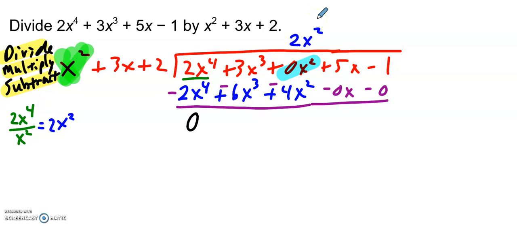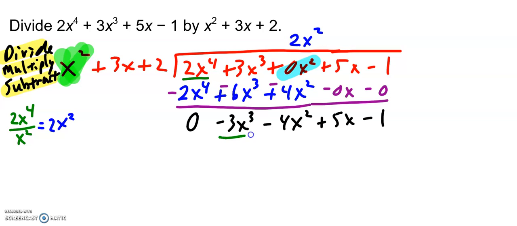3x to the third minus 6x to the third is negative 3x to the third. 0x squared minus 4x squared is minus 4x squared. 5x minus 0x is plus 5x. Negative 1 minus 0 is minus 1. Okay, that was one cycle. Now we do it again.